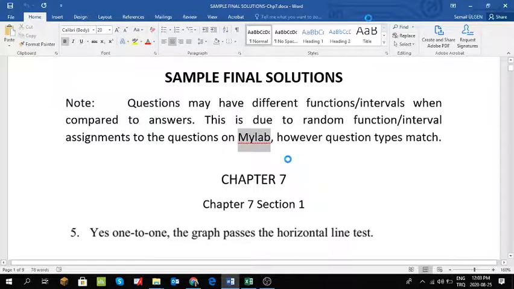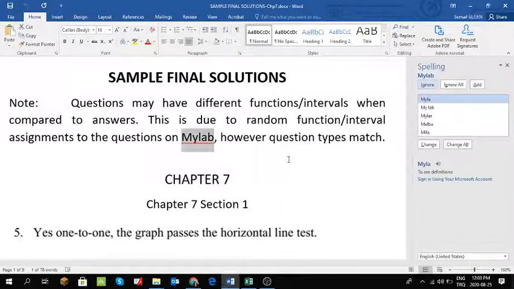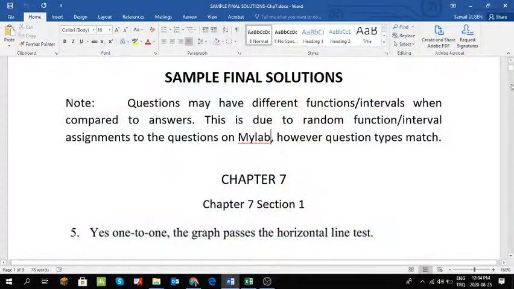Okay, we will be solving some review questions from chapter 8. Let's start if you like.